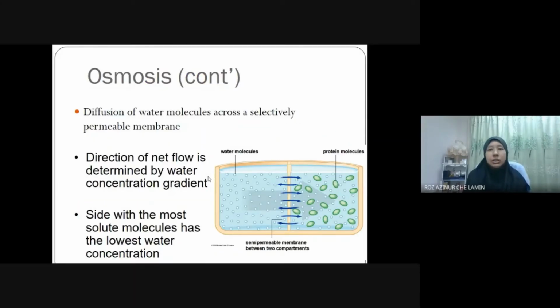Here is the illustration for osmosis. Diffusion of water molecules across the selectively permeable membrane. The direction of net flow is determined by the water concentration gradient. The site with the most solute molecules has a lower water concentration. So here, the concentration of water is very high and the concentration of water here is very low. So water from this region will move into this region until it reaches equilibrium.